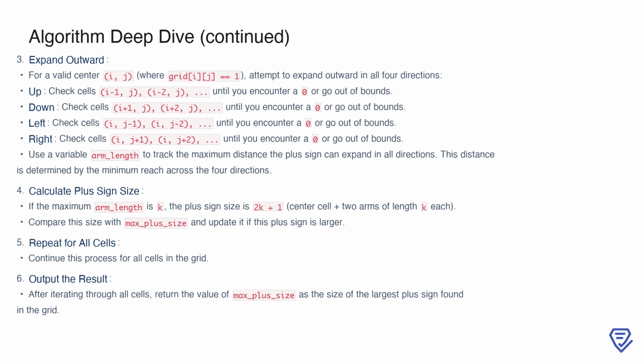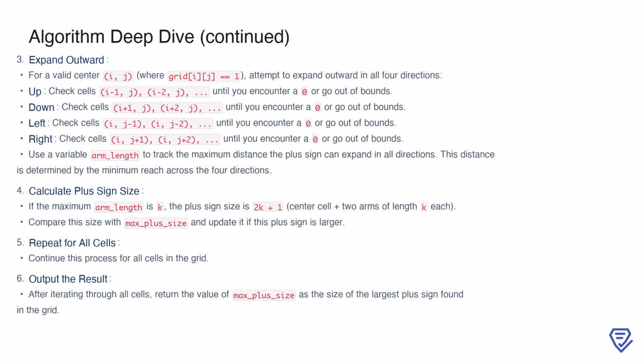For each potential center cell that contains a 1, the next step is to expand outward from that cell in all 4 directions, up, down, left, and right. For the upward direction, we start at the row above the center and keep checking cells directly above it until we either hit a 0 or go out of bounds. The same process is applied for the downward direction, checking cells below the center. Similarly, we expand to the left and right by examining cells in those respective directions until we encounter invalid cells.